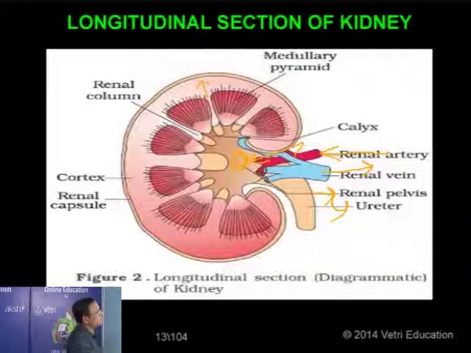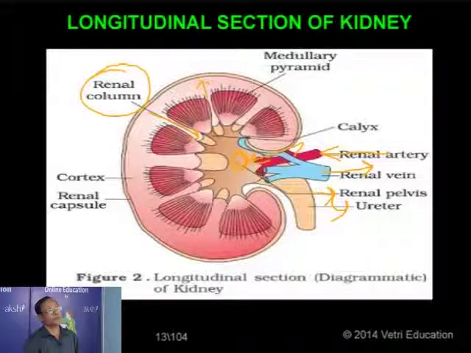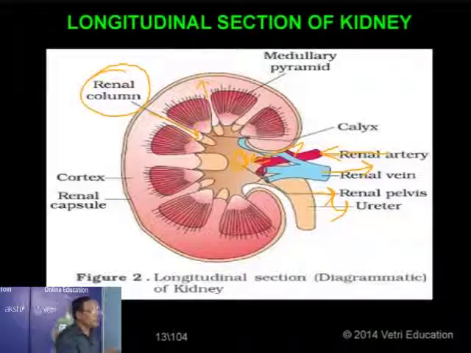Now the cortical tissues are extending in between the pyramids in the form of columns. They are called renal columns, the renal columns of Bertini. So, the medullary tissues are projecting into the cortex in the form of medullary pyramids. The cortical tissues are extending in between the renal pyramids in the form of long columns. These columns are called renal columns of Bertini. See, this is the capsule, what I mentioned earlier, a fibrous connective tissue.